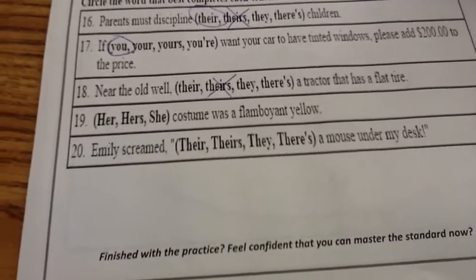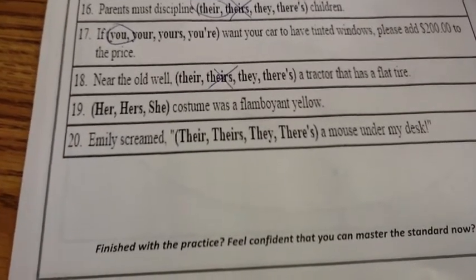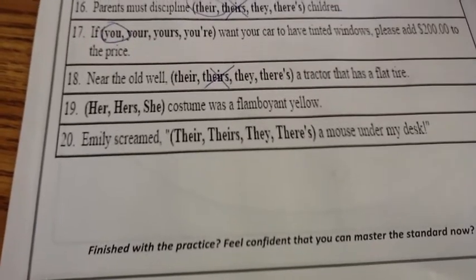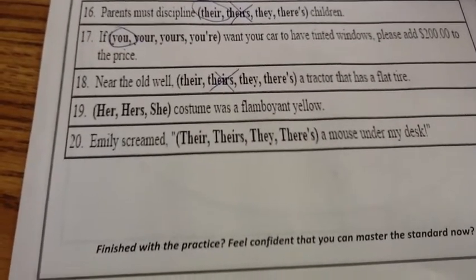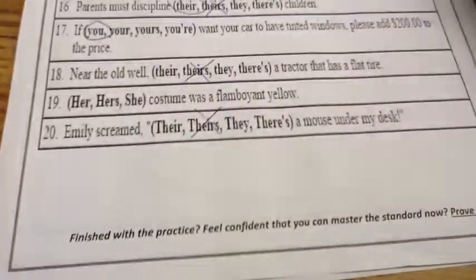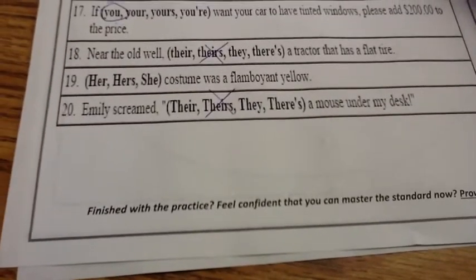Next one. Her costume was a flamboyant yellow. Hers costume was a flamboyant yellow. Or she costume was a flamboyant yellow. And finally, Emily screamed, "There a mouse under my desk." There's a mouse under my desk. Check it out. Why are we getting rid of that? They a mouse under my desk, or there's a mouse under my desk.